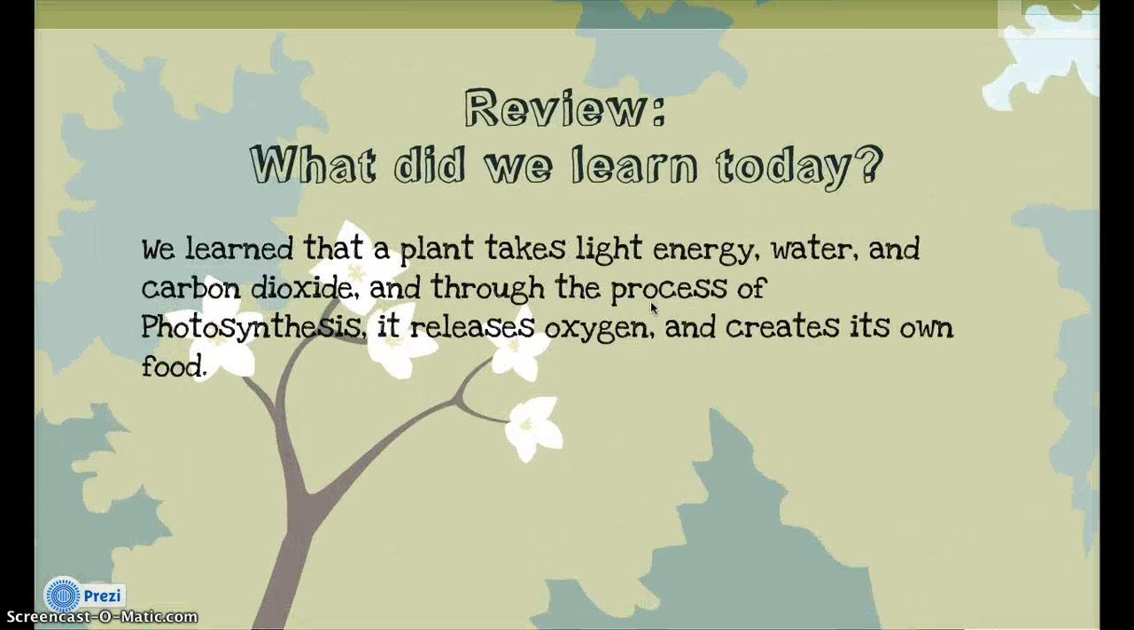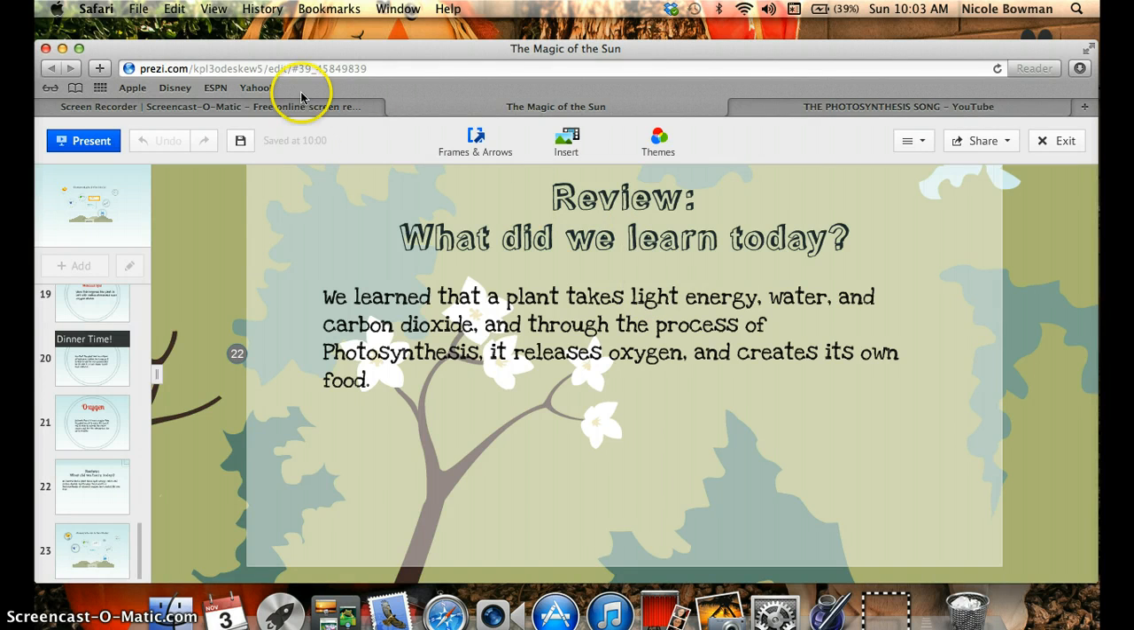So what did we learn today? We learned that a plant takes light energy, water, and carbon dioxide through the process of photosynthesis, and it releases oxygen and creates its own food. Now we're going to watch a short video about a song that tells us a little bit more about photosynthesis.